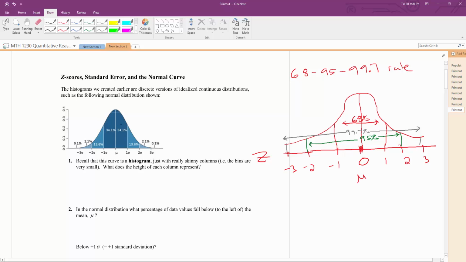So then this diagram here is just a little more accurate than this rule. So you can use this rule or you can use this diagram. They're about the same. These numbers are just easier to remember: 68, 95, and 99.7.